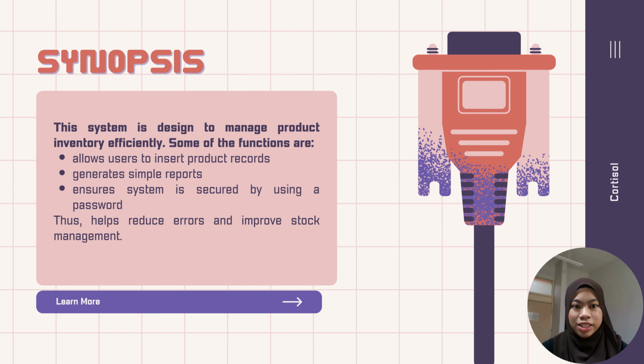This slide presents the synopsis of our system. Our system is designed to manage product inventory efficiently. It helps users to organize and monitor their stock in a simple and effective way. Some of the key functions include allowing users to insert product records, generate simple reports, and ensure security through password protection. Overall, this system will help to reduce errors and improve stock management, making business operation more organized and reliable.